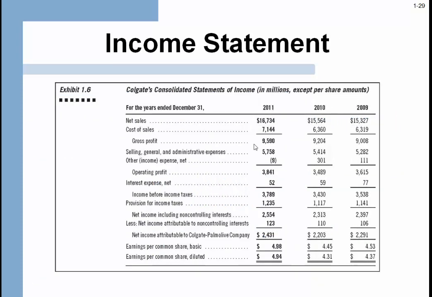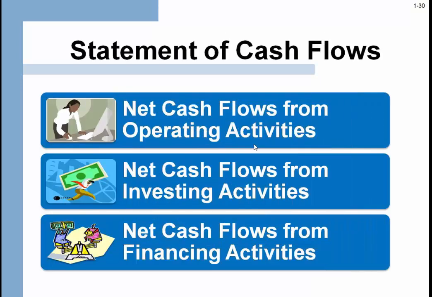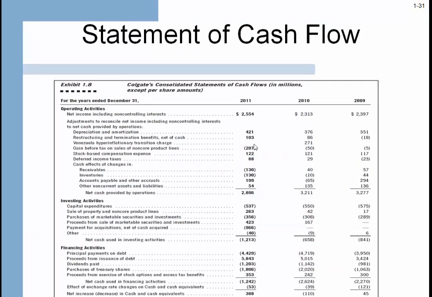And here are the financial statements for Colgate. These are trended financial statements, which is what you're going to have to do in your financial analysis. And in the statement of cash flows, you have operating, investing, and financing. So there are three categories in the statement of cash flows, and each one of those has a different activity.